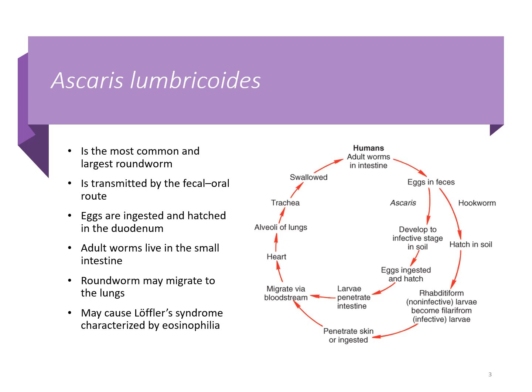Ascaris lumbricoides is the most common of the large worms that cause infection. It is transmitted fecal-oral. The eggs are ingested and then they hatch in the duodenum, and the adults live in the small intestines. The roundworms are able to migrate and infect the lungs. This organism can also cause Loeffler syndrome, which is characterized by a high eosinophil count.